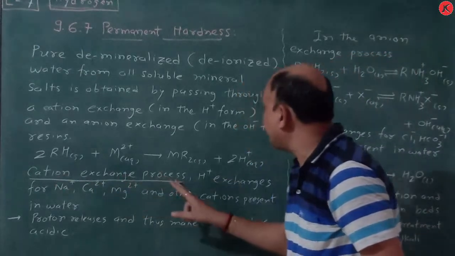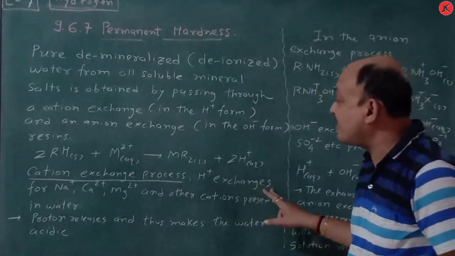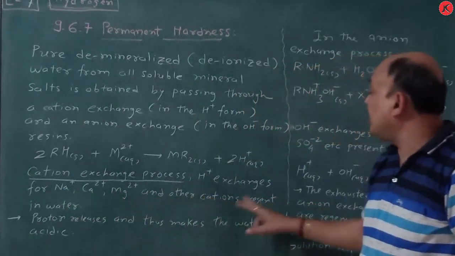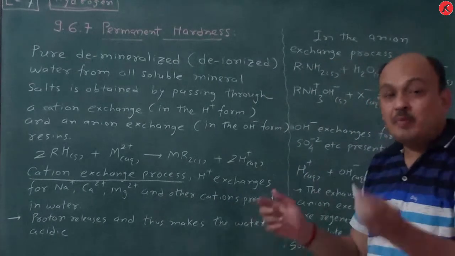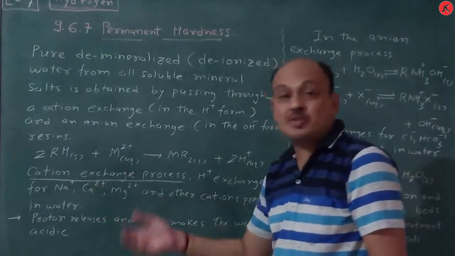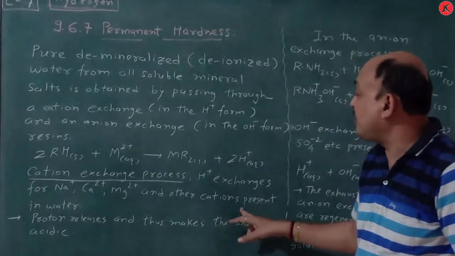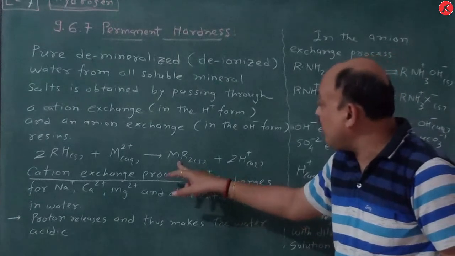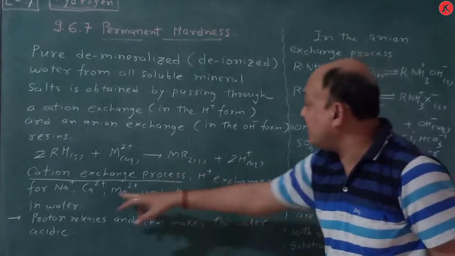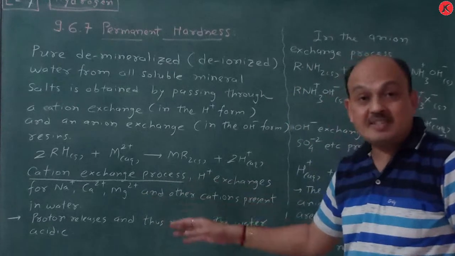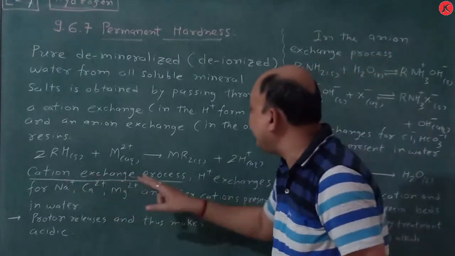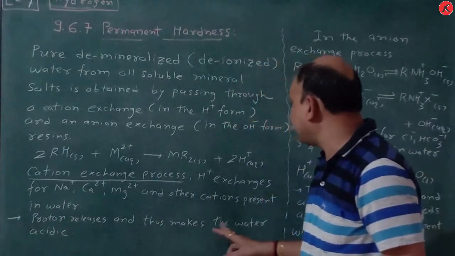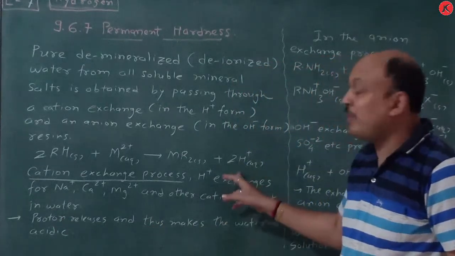So cation exchange process is nothing but H+ is exchanged for Na+, Ca+2, Mg+2 and other cations present in water. Whatever the Na+, Ca+2, Mg+2 or K+, different types of cations present in water, are exchanged by H+. So here in MR2 we get this type of Ca+2, Mg+2 or Na+ ion containing, and that's why it is called cation exchange process. Okay, here proton releases and thus makes the water acidic. Here this water becomes acidic.